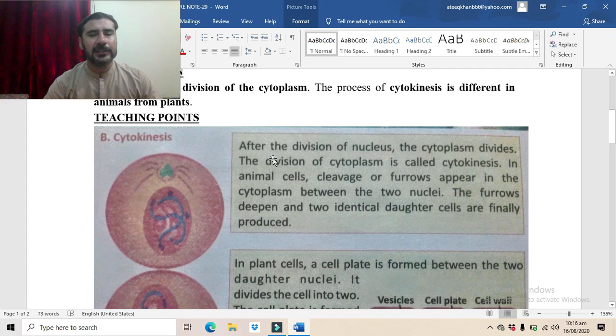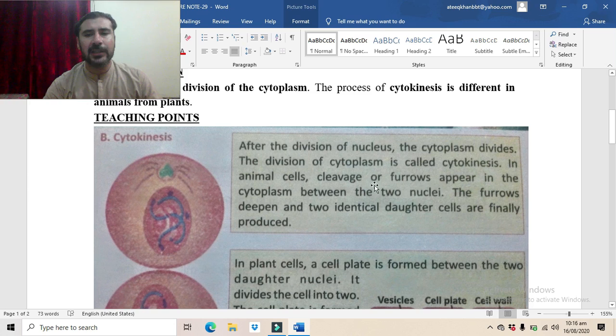Cytokinesis. First we will study cytokinesis in animals. Then we will study cytokinesis in plants. So in animals, after the division of the nucleus, the cytoplasm divides. We have already studied the four phases of karyokinesis in which the nucleus is divided. After that division, the cytoplasm will be divided. The division of cytoplasm is called cytokinesis.